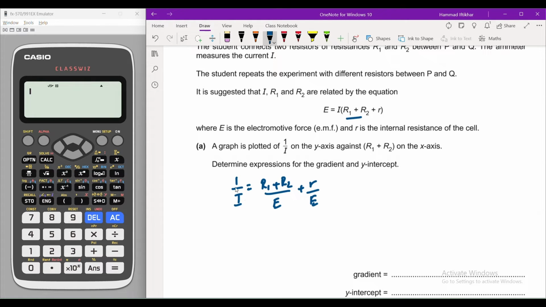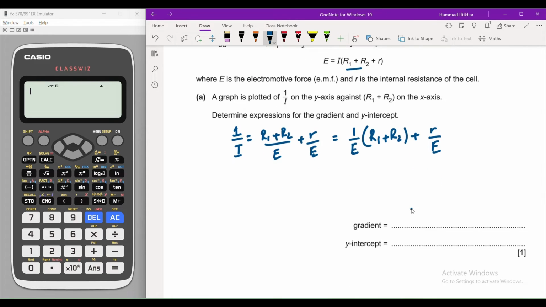So as we can see, the gradient can be described by 1 over E times (R1 plus R2) plus R over E. Right. So 1 over E is our gradient and R over E is our y-intercept.